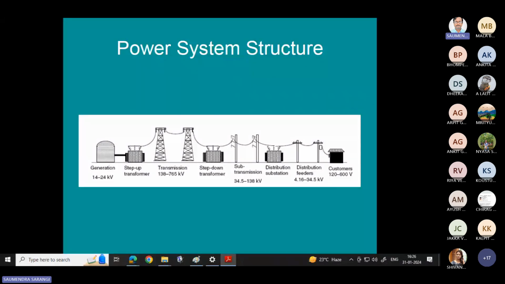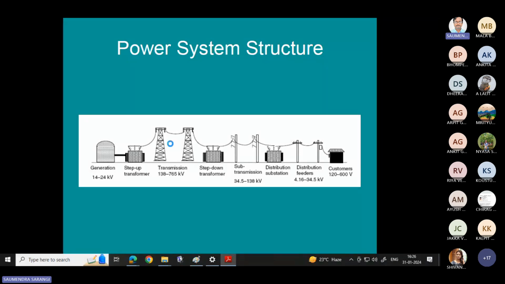So for that reason, we have to place a relay and a circuit breaker, and we need a substation. The substation is a point where we collect the power from the generating station, and from there we transmit the power through the transmission line. The transmission line is open to the weather, so many times a fault may be created.